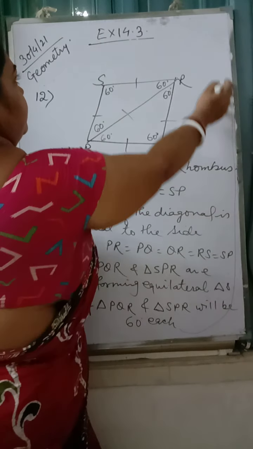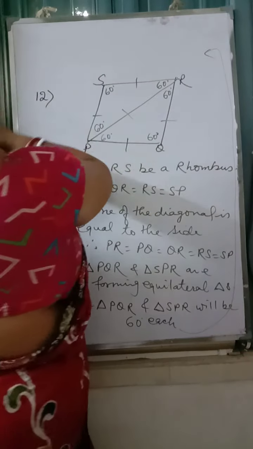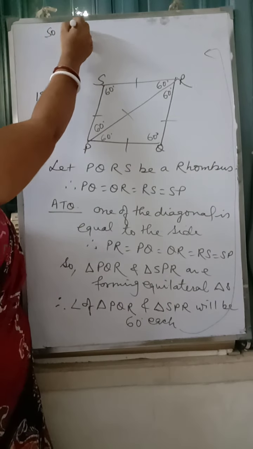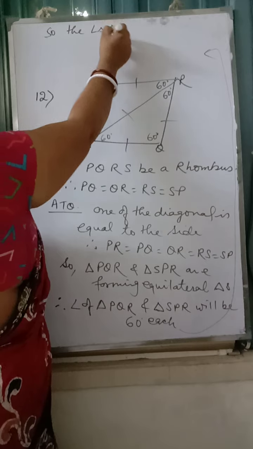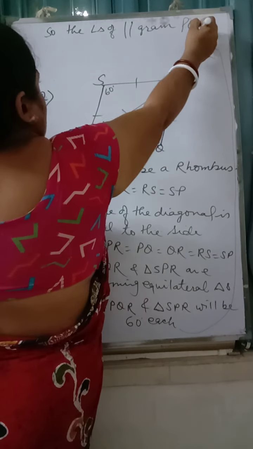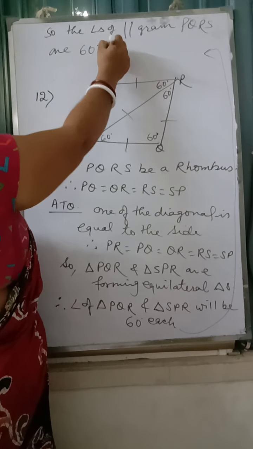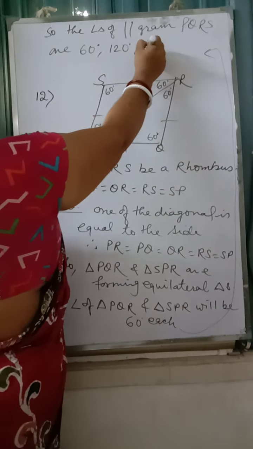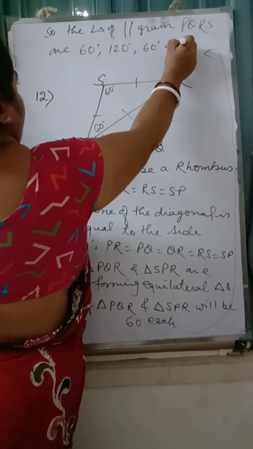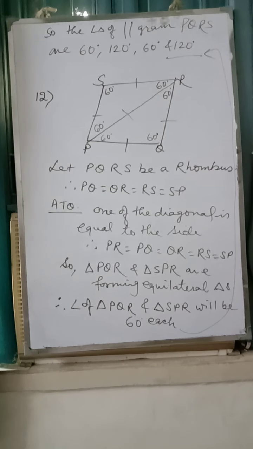So the angles of parallelogram PQRS are 60 degree, 120 degree, 60 degree and 120 degree. That only we have to write.